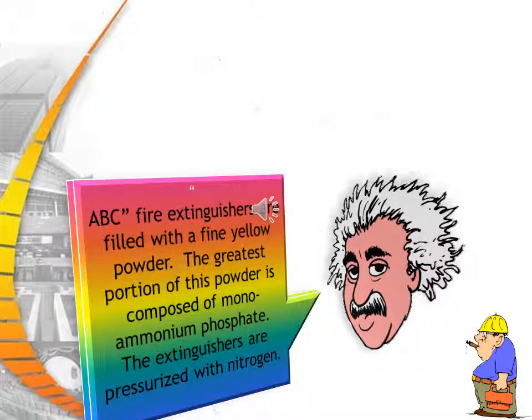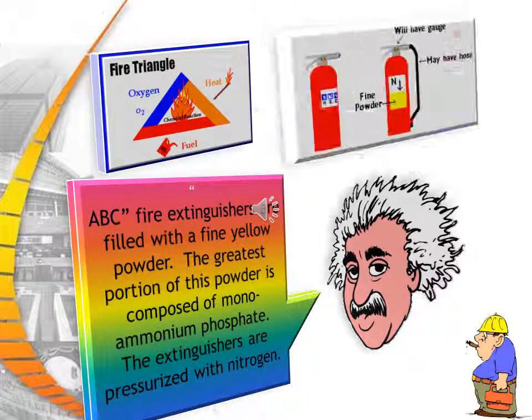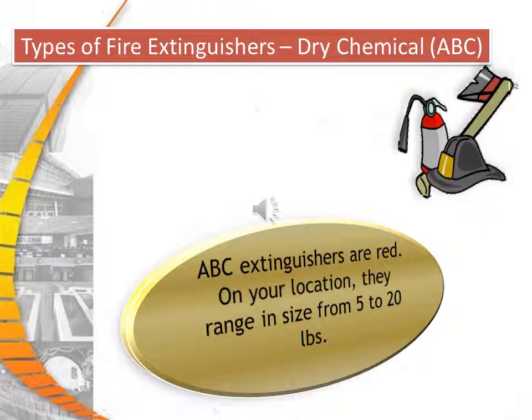ABC fire extinguishers are filled with a fine yellow powder, and the greatest portion of this powder consists of monoammonium phosphate. These extinguishers are pressurized with nitrogen. ABC extinguishers are red. Depending on your location, they may range in size from 5 pounds to 20 pounds. They will have a gauge, and they will have fine powder.